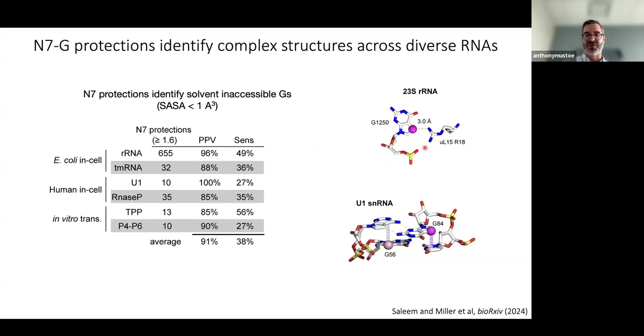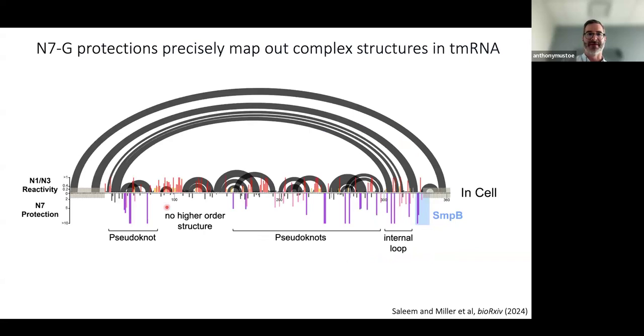And so just a few examples of the atomic level details of what gives rise to these protections. Here you can see a very strongly protected N7 position from the ribosomal RNA, with direct hydrogen bonding with a ribosomal protein. We also observe protections from other types of complex internal loop motifs. So here there are two Gs that are N7 protected in the U1 snRNP that appear to be because of altered stacking interactions here.